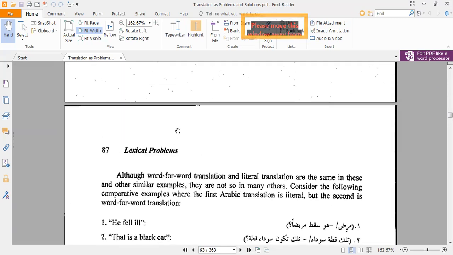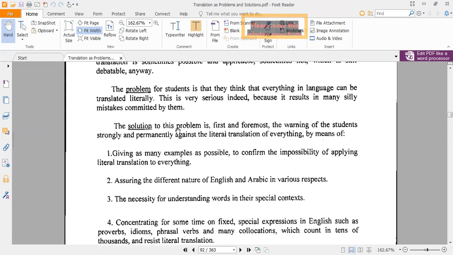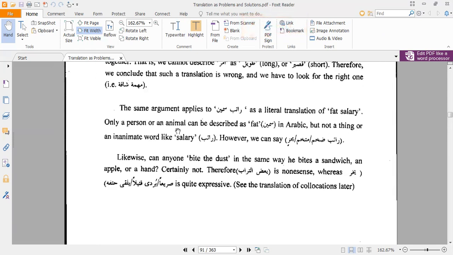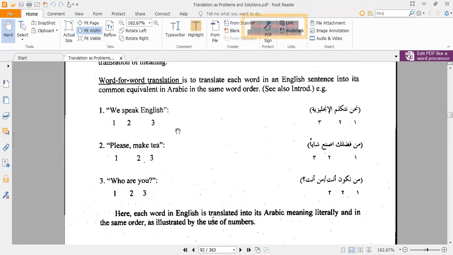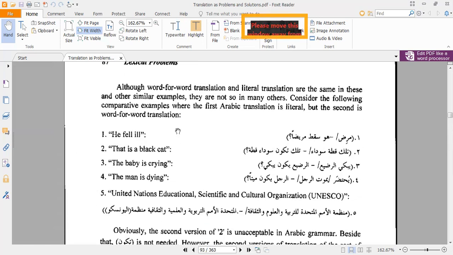نجي نكمل الآن، نكمل الدرس. طيب look at word for word translation. We speak English، نحن نتكلم الإنجليزية، and actually it is an acceptable translation. Who are you، من تكون، and also the same.